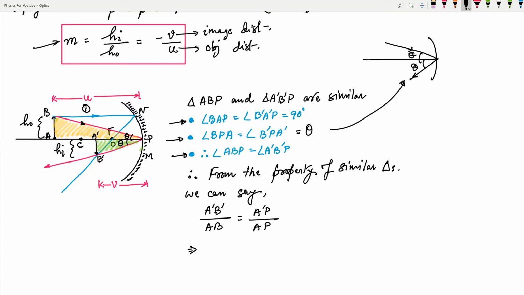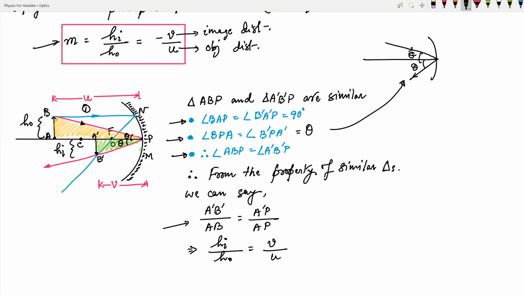Therefore, from the property of similar triangles, we can say that A dash B dash divided by AB is equal to A dash P divided by AP. Now let's analyze A dash B dash. If you look into the diagram, that is nothing but the height of the image, and AB is nothing but the height of the object. A dash P is nothing but v, and AP is u, that is the object distance from the pole.